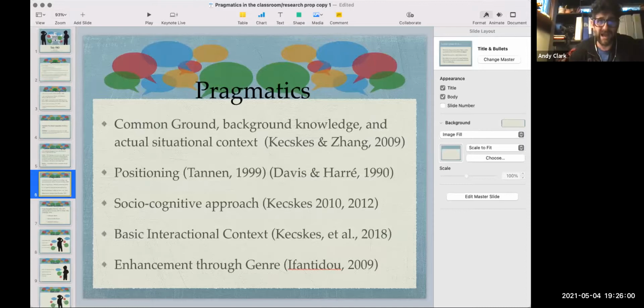Slide 6, common ground, background knowledge and actual situational context. We don't need to talk about this too much, guys. We've been talking about it for the last 15 weeks. However, I don't think we've talked anything about positioning, which is really cool. It's something I just discovered.